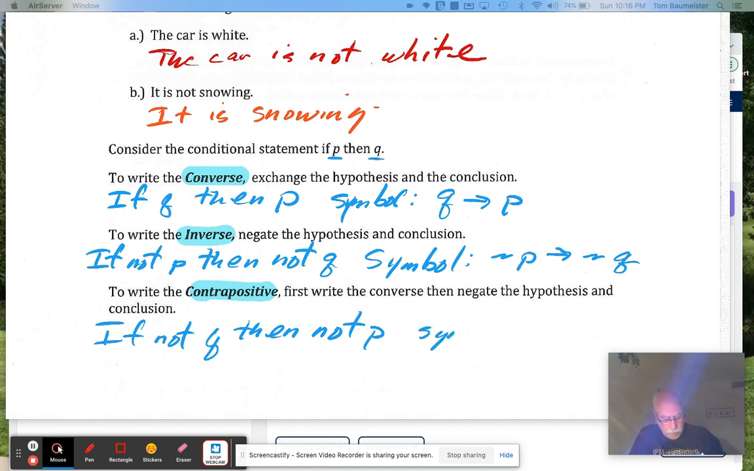And again, by symbols, we would say not Q implies not P. So if you think about it, it's still kind of the opposite of the inverse, if you want to think of it that way also.